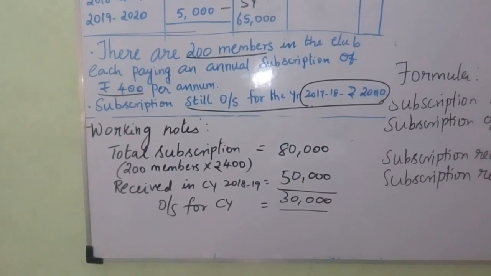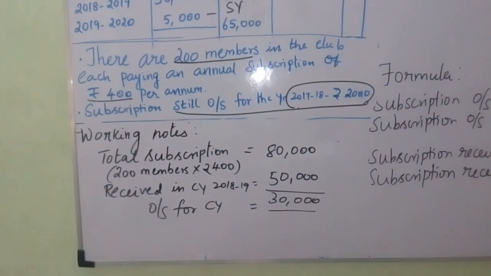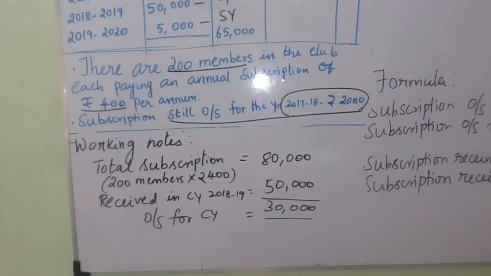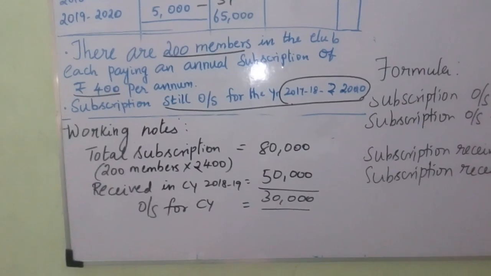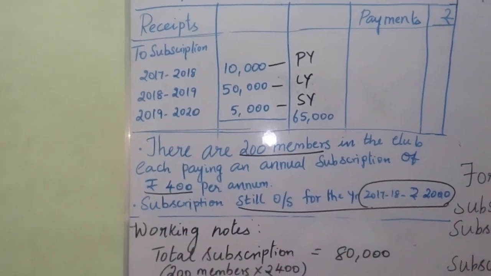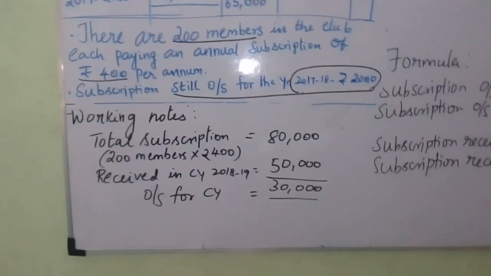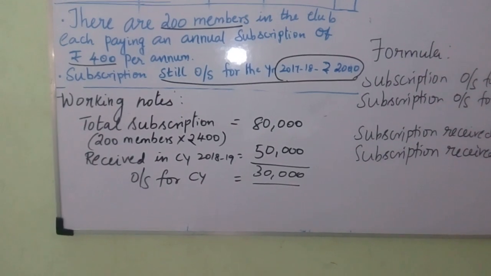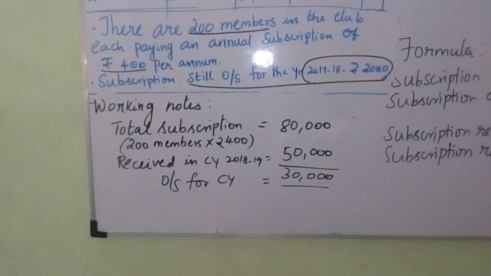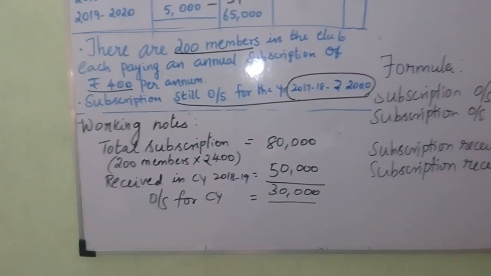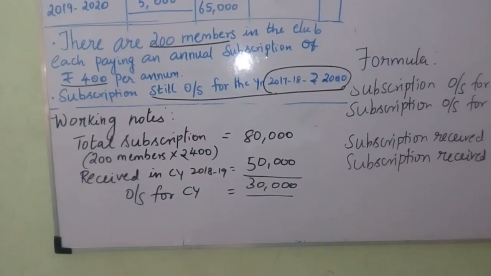So for every year they will be receiving the subscription of 80,000, that is 200 into 400 rupees. 200 members into 400 gives you 80,000. So this is the current year subscription. But for 2018-19, they have received only 50,000. So out of the total subscription 80,000, 50,000 is received for the current year, 2018-19. When you subtract the received amount from this total subscription, what we get is 30,000. That will be the outstanding for the current year.